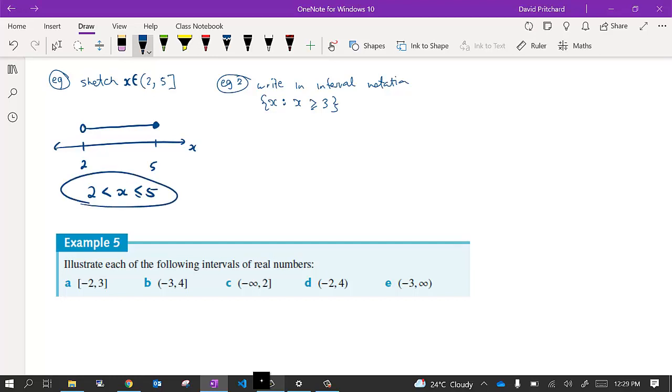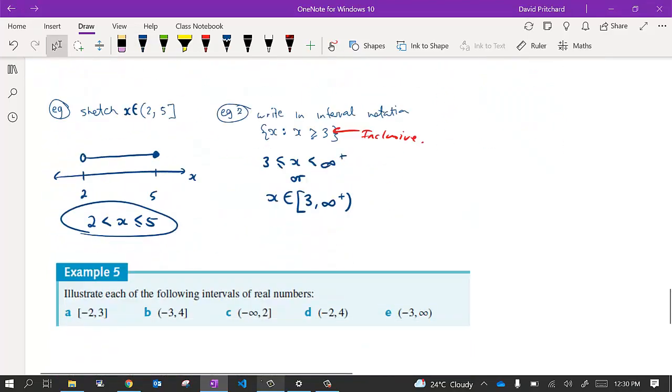Now here we want to write an interval notation, and we've got x such that x is greater than or equal to 3. So this tells us that our lower limit is 3 inclusive. It's including 3, and it's going up to positive infinity. So we could write this as 3 is less than or equal to x is less than positive infinity, or we could say that x is an element. Now this is interval notation. 3 is a lower limit, and the upper value is positive infinity. Okay, so hopefully that makes sense. That's just a conversion into interval notation.